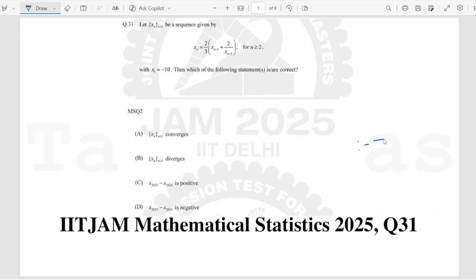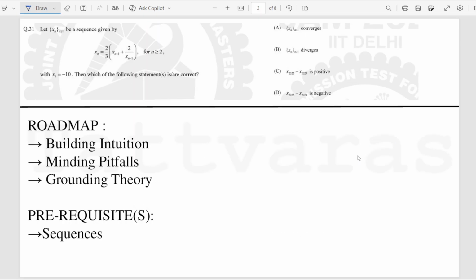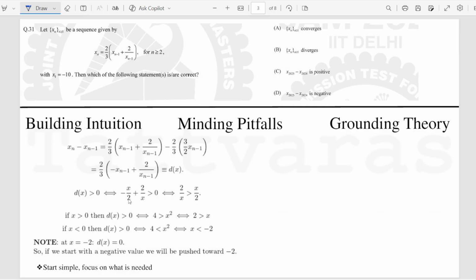Let's get started with this question on convergence of a given sequence. So, there is a question about convergence and also a question about what's the nature of successive differences between the terms. Is it positive or negative? And all we will need is a knowledge about sequences to solve this. Okay, let's start with intuition.